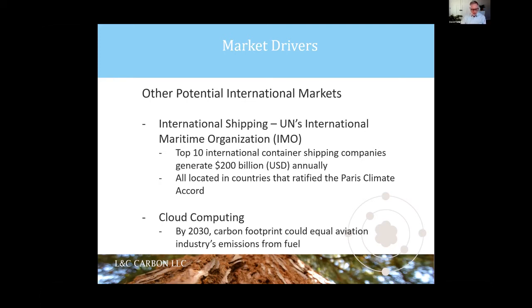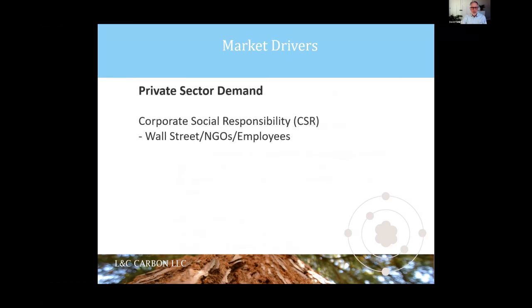And we're starting to see that come to the forefront with some of the announcements that happened over the last year or so, referring to organizations like Apple, Facebook, Microsoft, and others who have significant cloud computing footprints. So these are just some examples of market drivers when you look at the global scale.